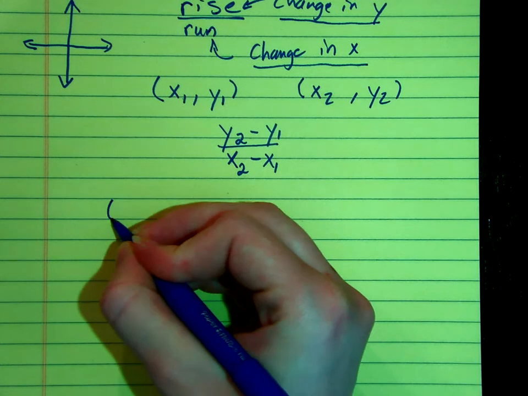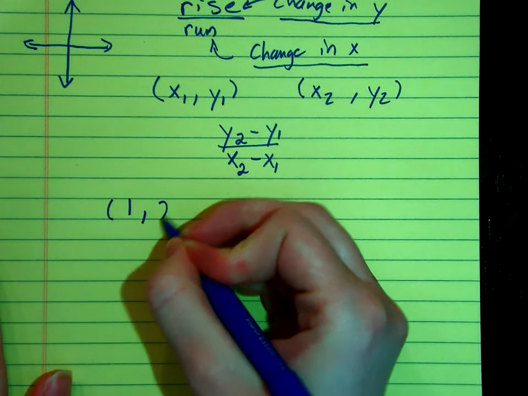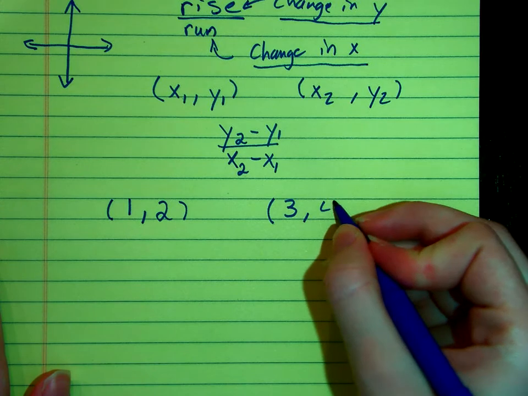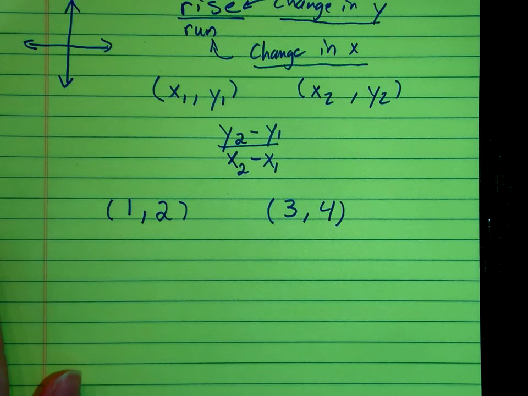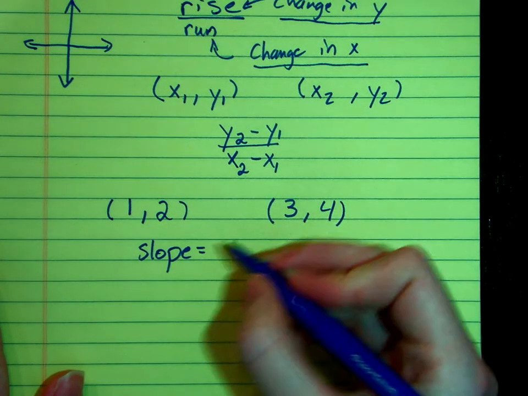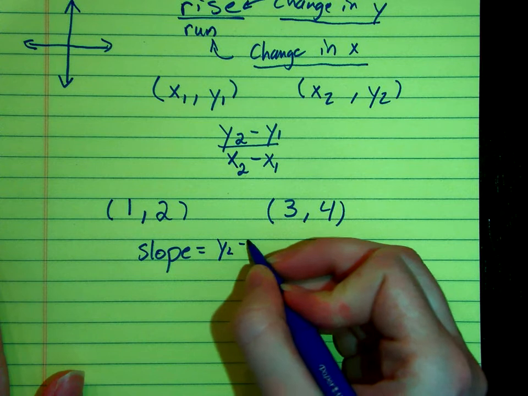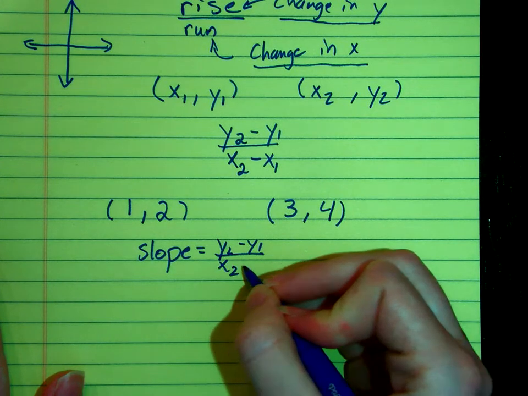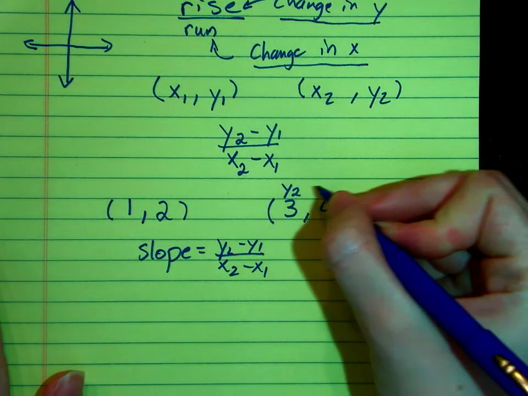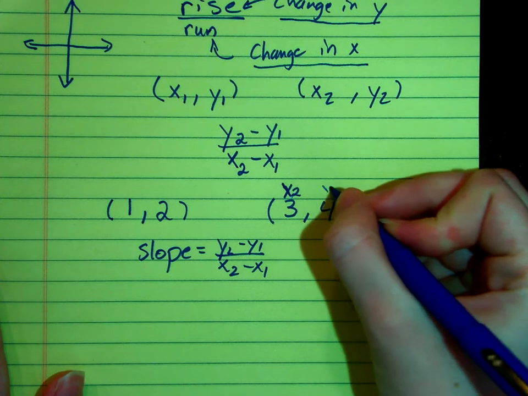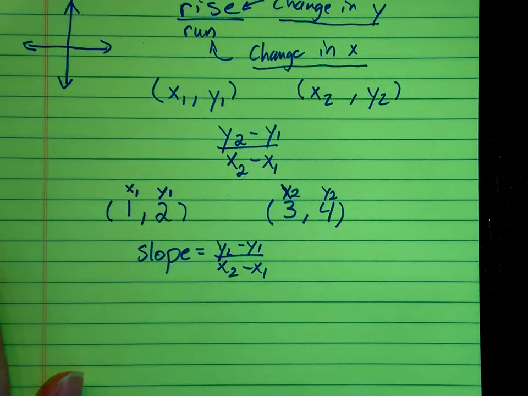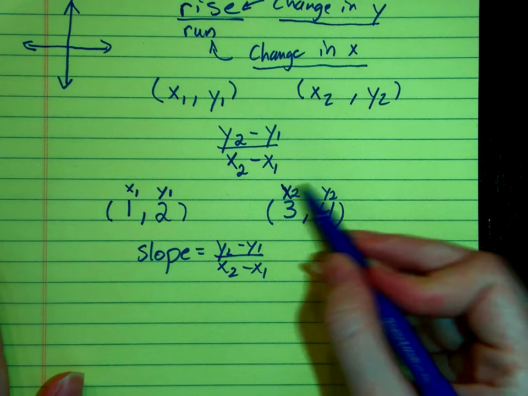So let's say I had the points (1, 2) and the point (3, 4), and I wanted to find the slope for this. So my slope is change in y over change in x. Let's go ahead and label them as such. So I'll call this one my x2, y2, and I'll call this one my x1, y1. So my second point and my first point.